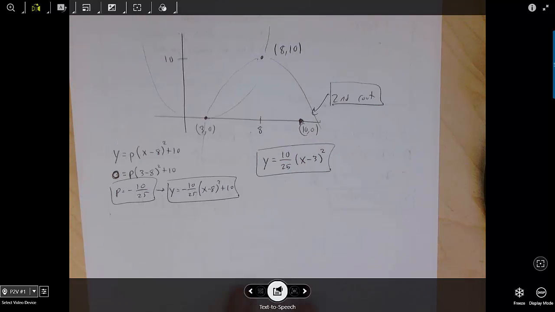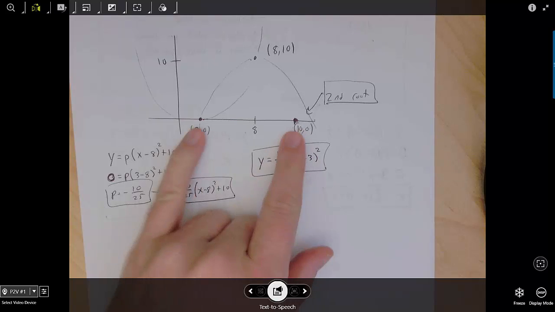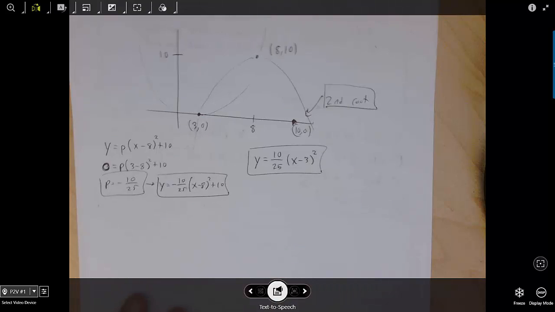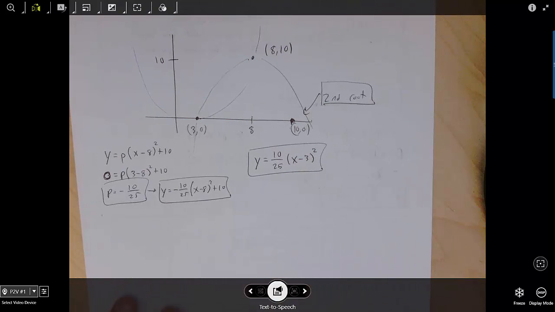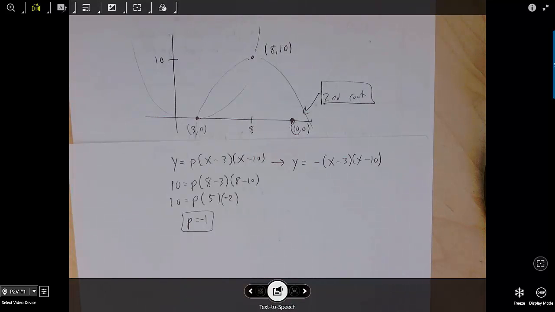Okay, last one. Go ahead and add another root at 10, 0, and this time solve for the p value that will take you through both roots, but also this point over here. Okay, so I started in root form. I got my two roots. Now let's plug in this other point to solve for p. So as you can see, I plugged in 8 for the x-coordinate, and I ended up getting p is -1, and so that would be the final equation.